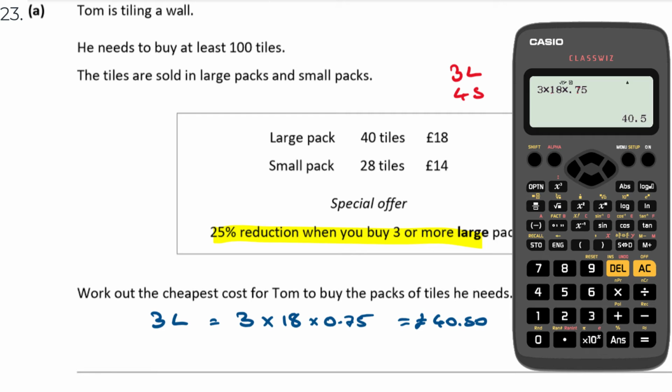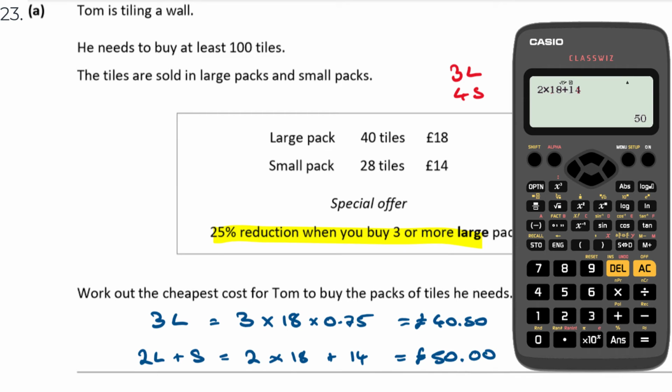Okay, it's in pounds and pence. I should really put 2 decimal places after the point. What was the next combination? 2 large and a small. That's going to be 2 times 18 plus the 14 then, isn't it? So 2 18s plus the 14, that comes out to £50. Okay, so I think that the 3 large ones are going to be the cheapest then.